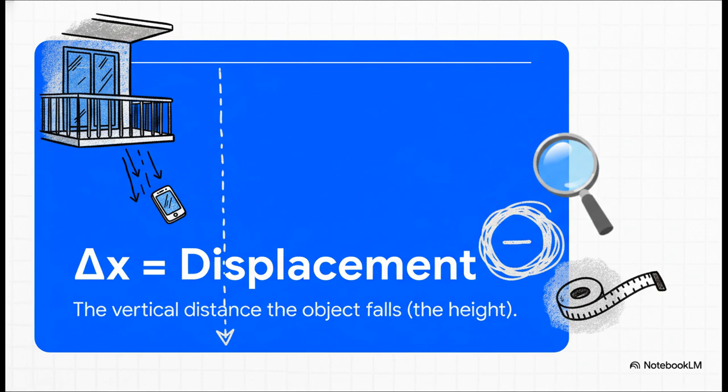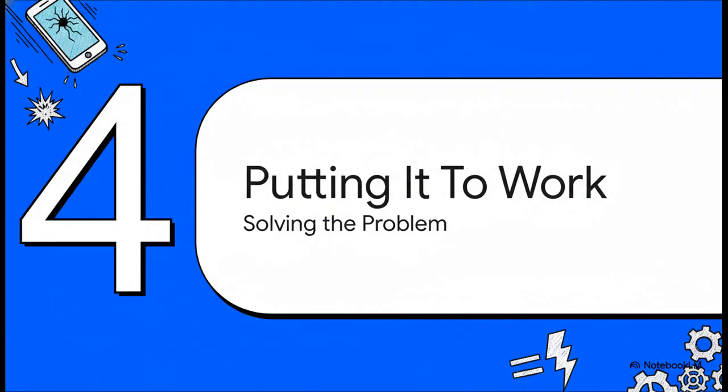That's just the displacement. In a problem like ours, it's the vertical distance it falls, the height of the balcony. And just like with acceleration, because the phone is moving downwards, we're going to make this number negative. Okay, enough theory. We've decoded the formula. We know what all the pieces mean. Now for the fun part, let's actually put it to work and solve that phone problem.